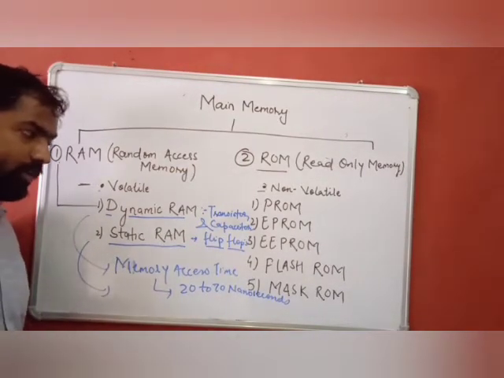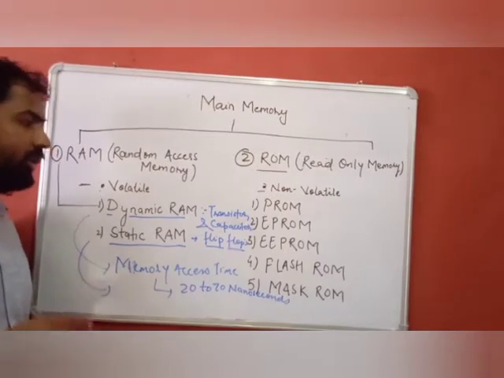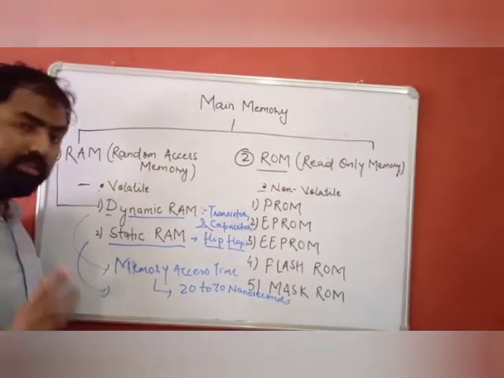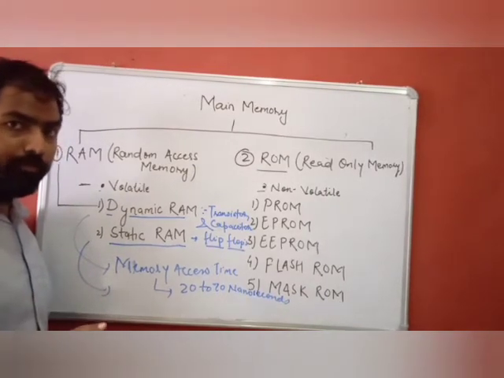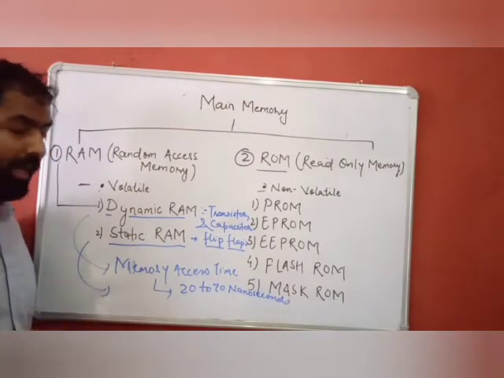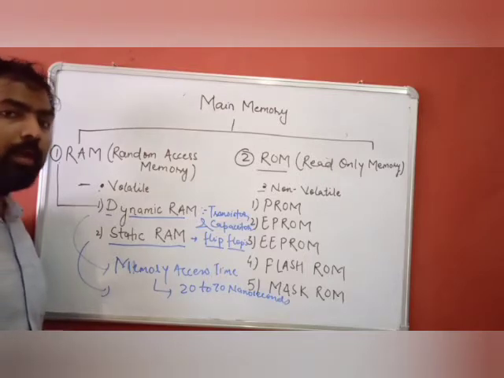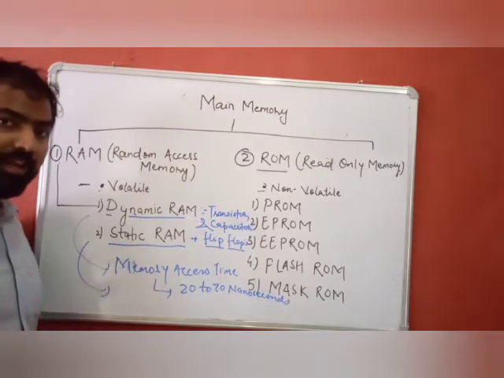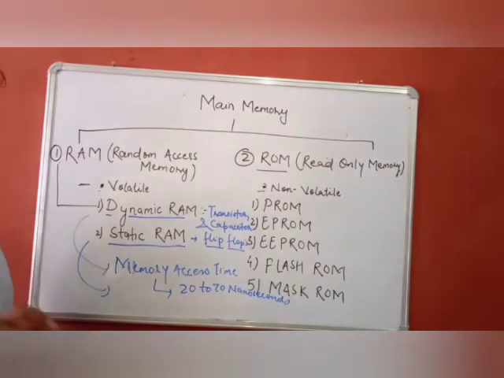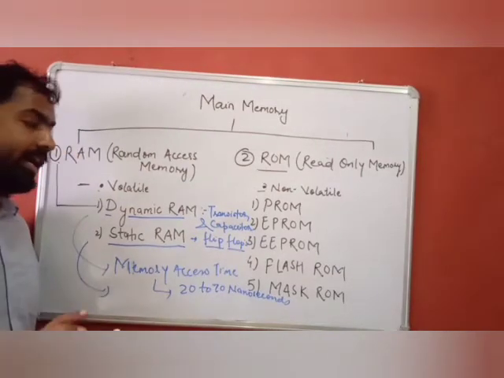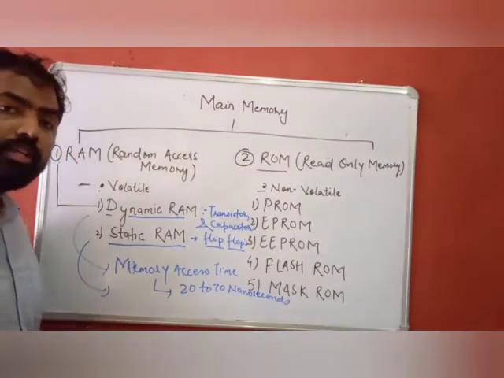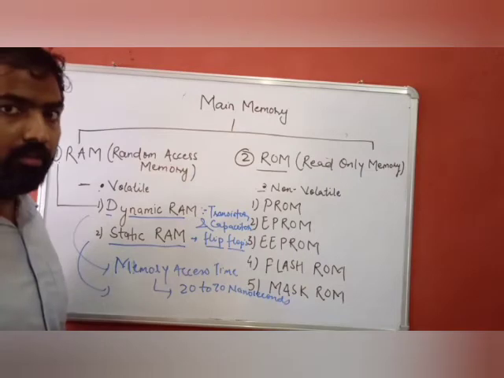Got it. So dynamic RAM is made from transistors and capacitors, and static RAMs are made from flip-flops. The memory access time of dynamic RAM is 20 to 70 nanoseconds. One more thing, static RAMs are much faster than dynamic RAM and are used in specific applications. Is it clear to you?